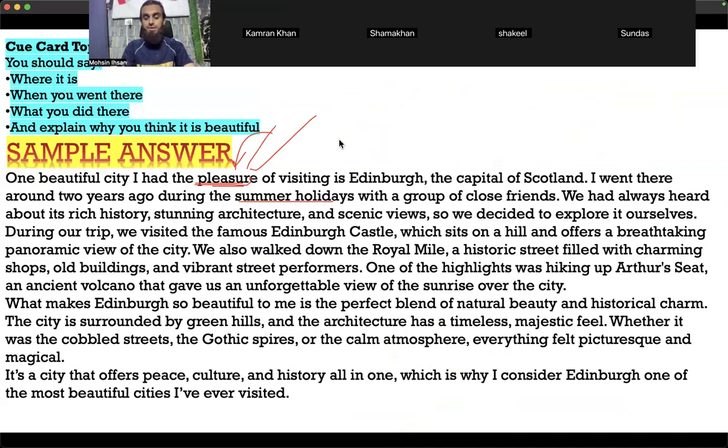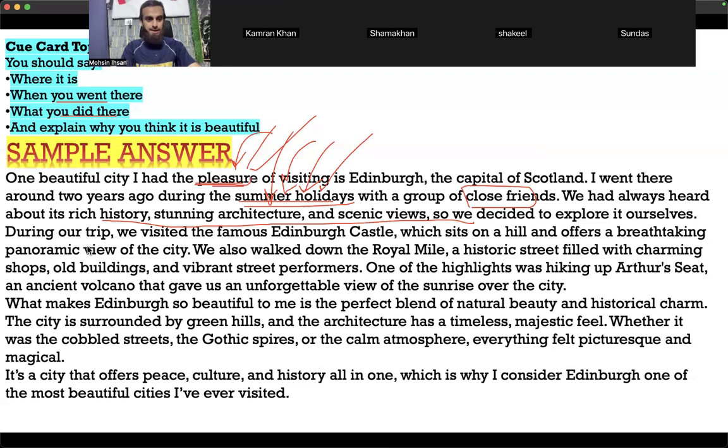Now, instead of summer holidays, you can talk about some other vacation time, a festival moment, a celebration, a function, a party, or any other kind of gathering with your close ones or relatives. Next, you talk about some adjectives describing that place, and then what is there and what you did there.